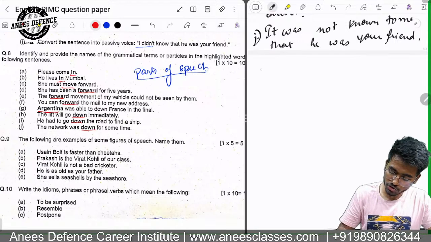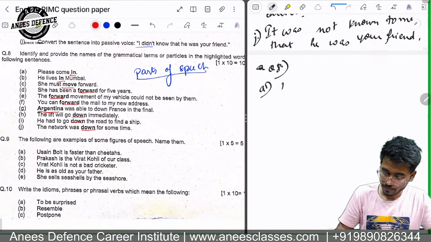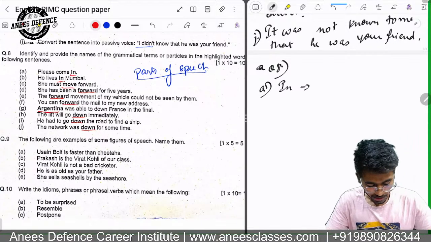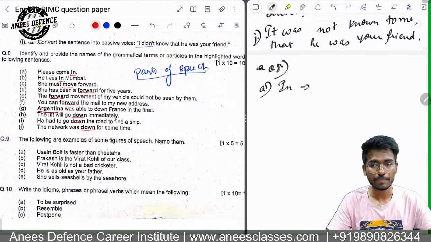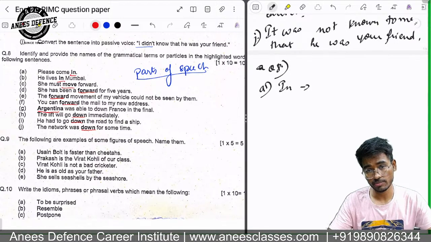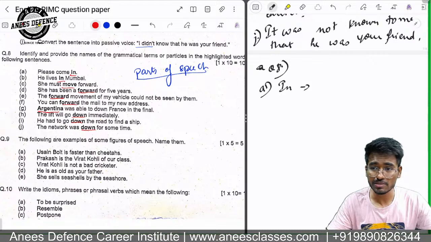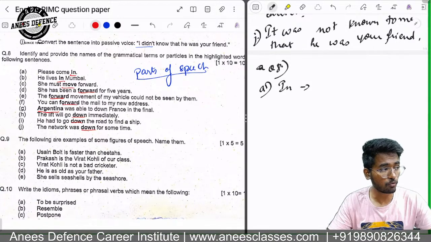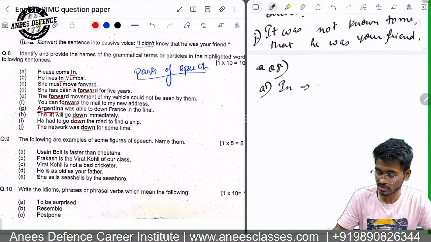Okay, so I'll just solve this for you. The question number 8, A, please come in. In here is not a preposition, I'll tell you. If you read the sentence correctly, come is nothing but a verb, and there is no object mentioned after in. So in is emphasizing come. When something emphasizes the verb, or gives more information about a verb, that time it is known as an adverb. So here in is an adverb.